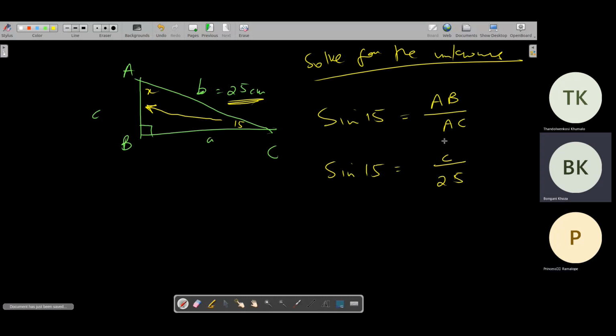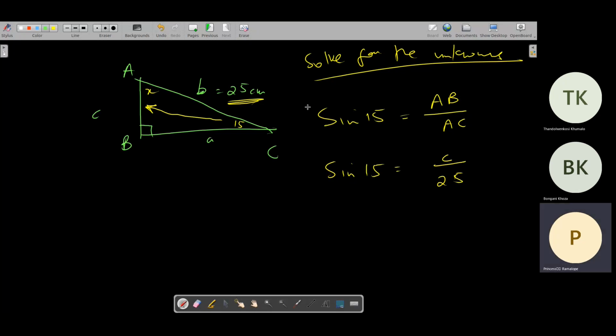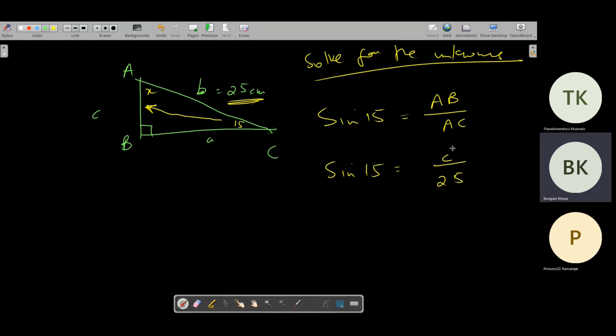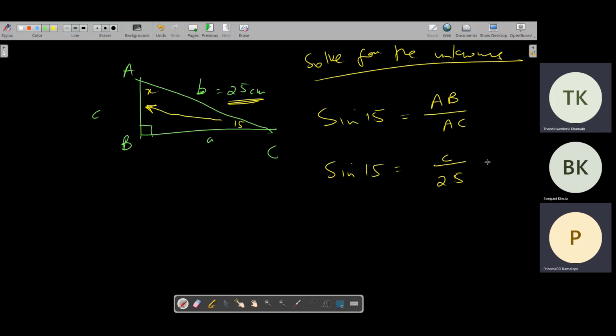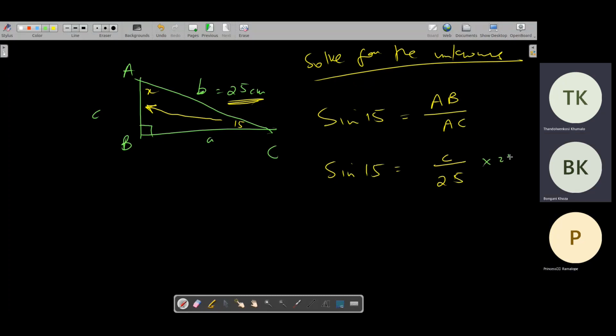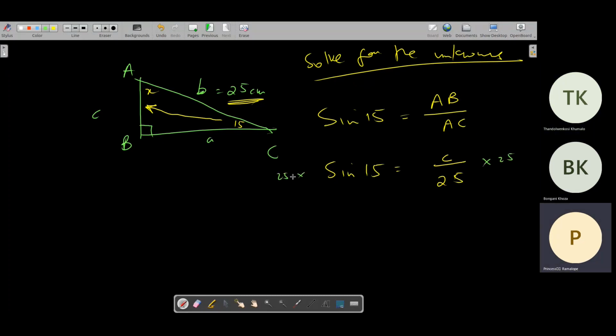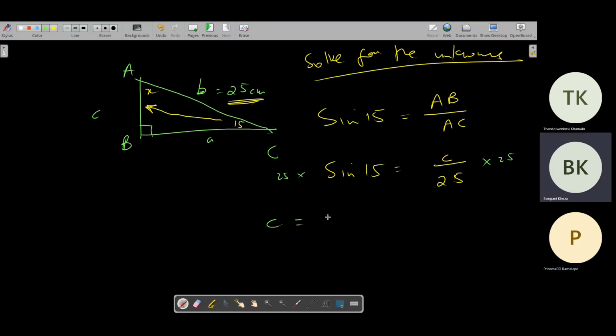All right, okay. So right now, we are trying to solve for C. What do we do with the 25? Normal equation. If we are trying to solve for C, what do we do with the 25? So multiply both sides by 25. So C is equal to 25 sine 15, like that. What's our answer? You can punch that into the calculator.